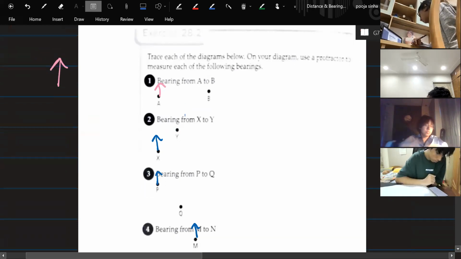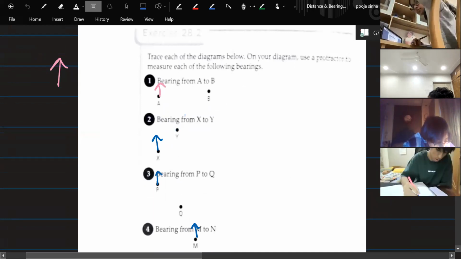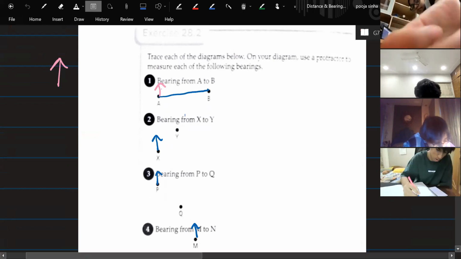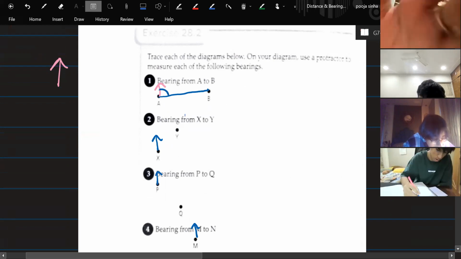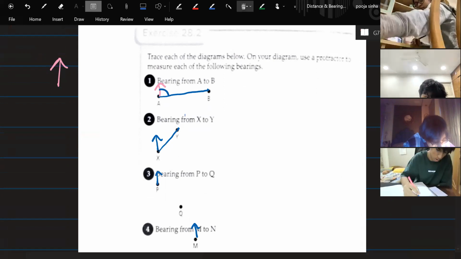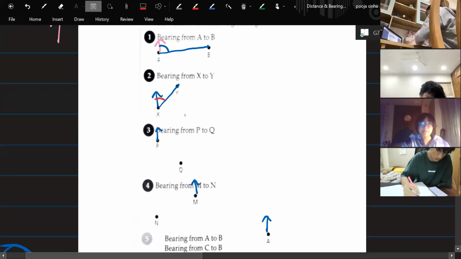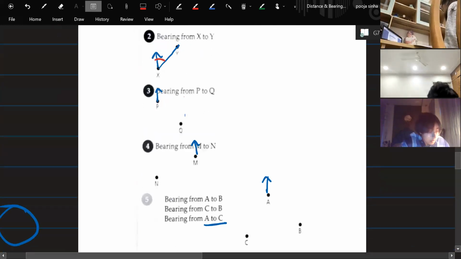Okay. Now let's do the first question, Tanishka and Ayan. Quickly. Where do I make the arrow now, from A to B? Which means I need to measure this angle. Am I right? From X to Y, I need to measure which angle? This one, right? Tanishka, look here. This angle? Okay.